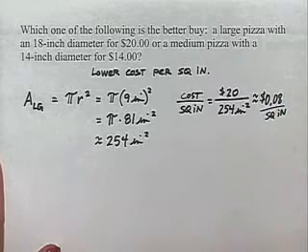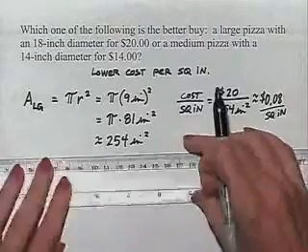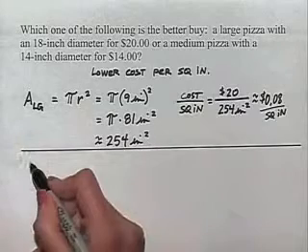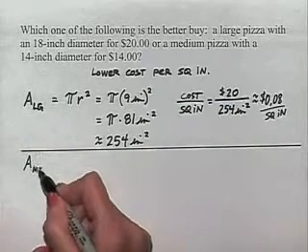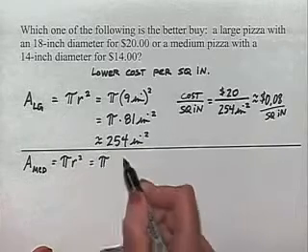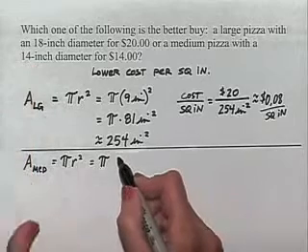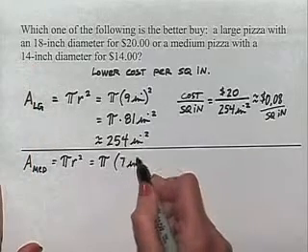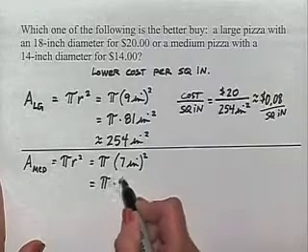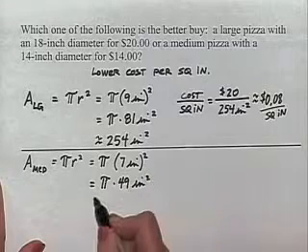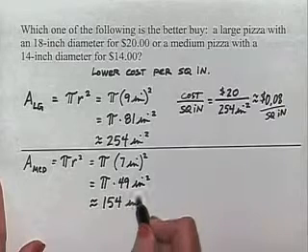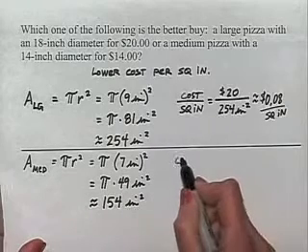Now let's figure out what happens if we're working with a medium pizza. Let's start off in the same manner. We're going to find the area of the medium pizza by taking pi times r squared. In this case, we have a 14-inch diameter, so our radius is going to be 7 inches. That's going to give us pi times 49 square inches, and we can approximate that to get a value of 154 square inches.